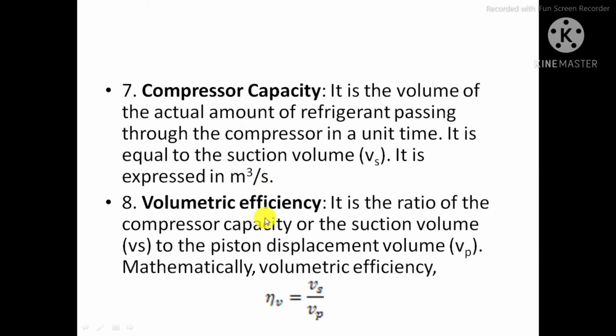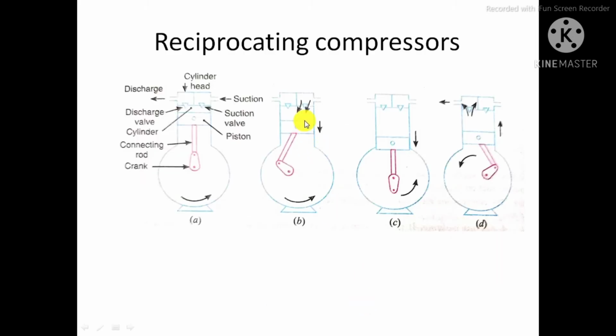Eighth one is volumetric efficiency. It is the ratio of the compressor capacity, or the suction volume, to the piston displacement volume. So we can say volumetric efficiency is suction volume over piston displacement volume. So that was all about the important terms.